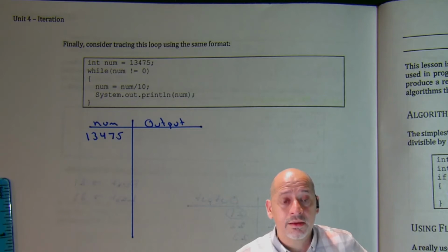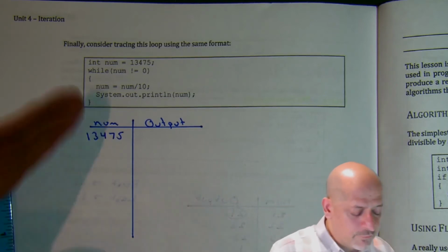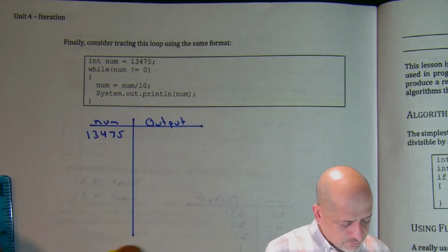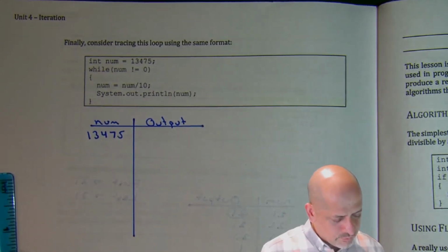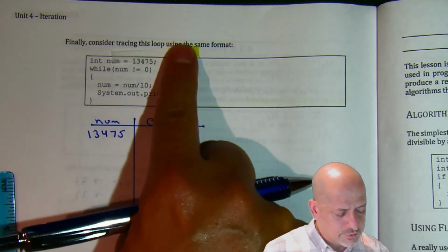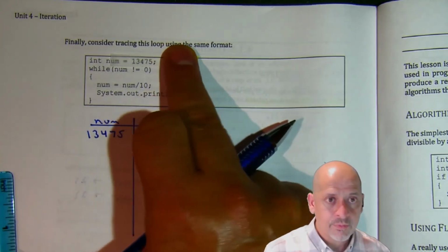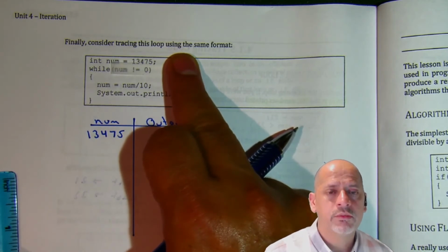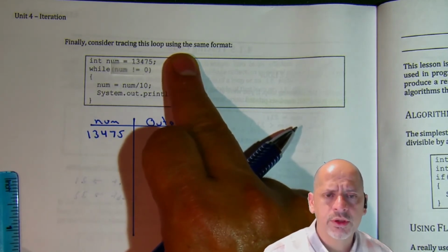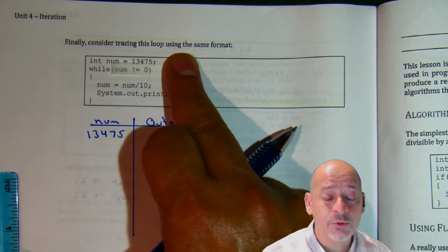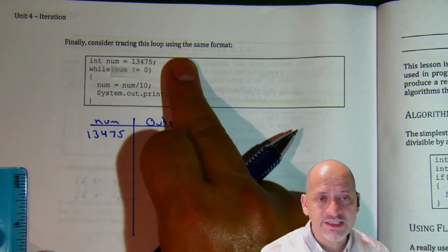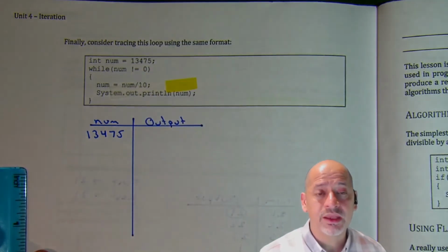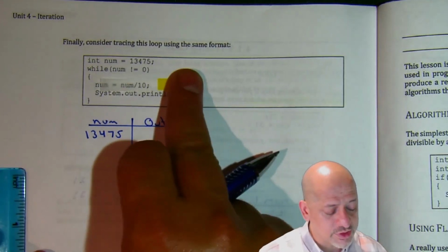Got it? Excellent. So first, we have the first number. Then we're going to say, is the number not equal to 0? That is a true statement. 13,475 is not equal to 0. So now we're going to go inside the loop. And now we are going to take the number, we're going to divide by 10, and we're going to assign it to the number itself.